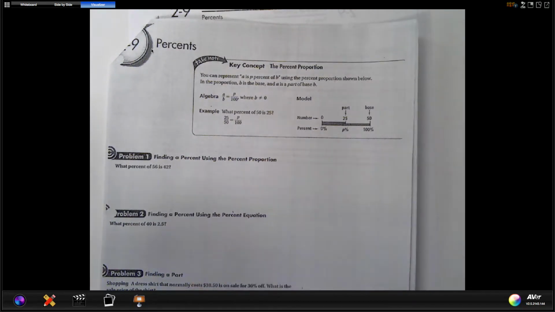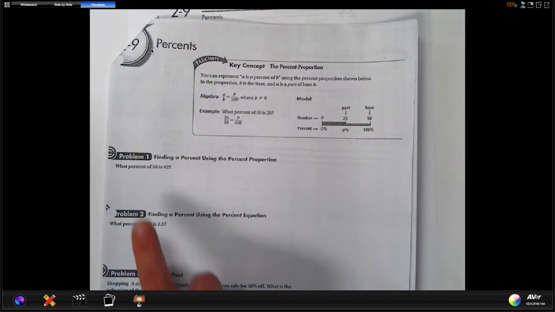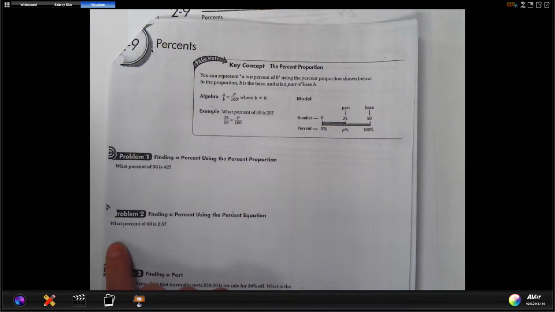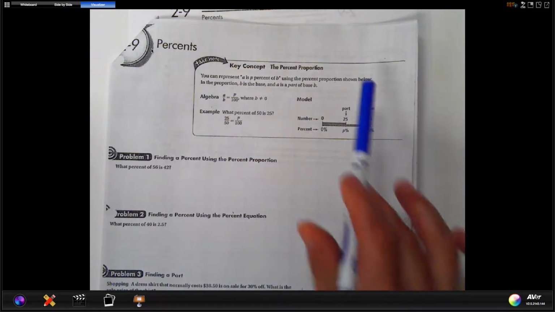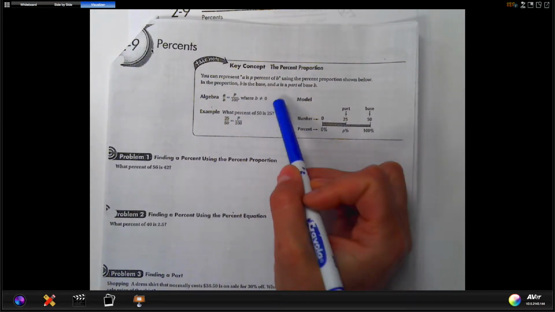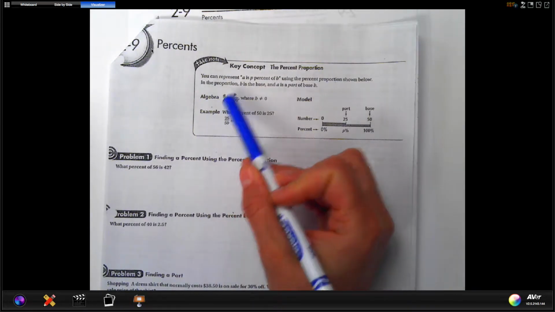of questions that are short, like this, like what percent of 56 is 42? What percent of 40 is 2.5? And then there's like a story problem, okay? So there are two ways to kind of remember how to do this. And I just copied this, but basically you want A and B here. This is part and whole.